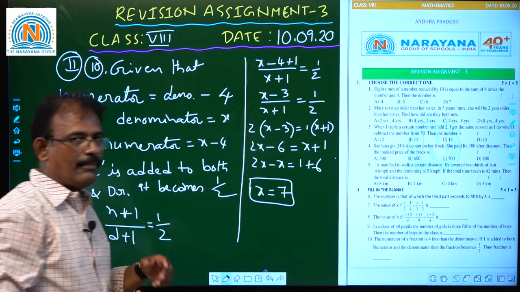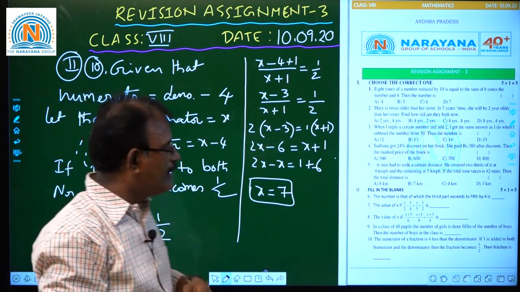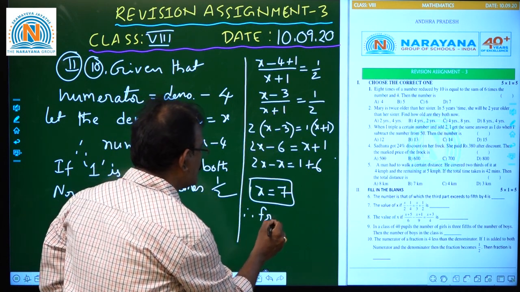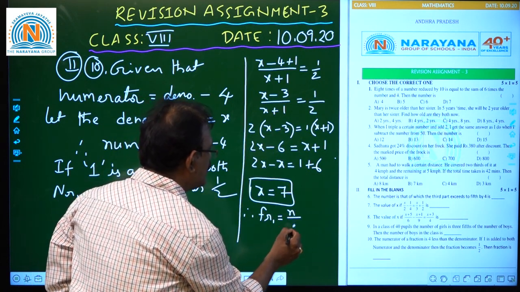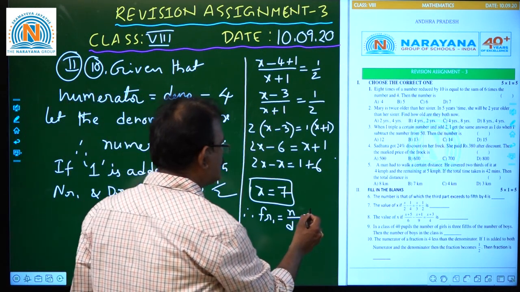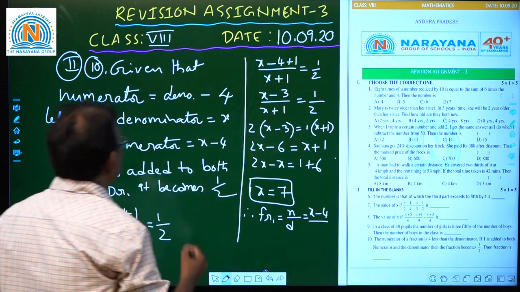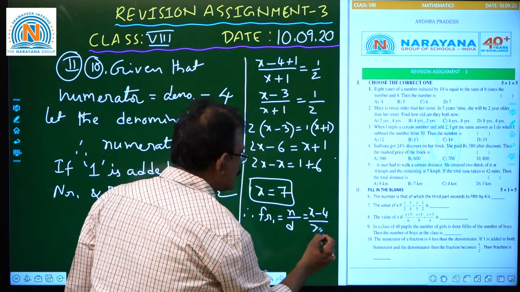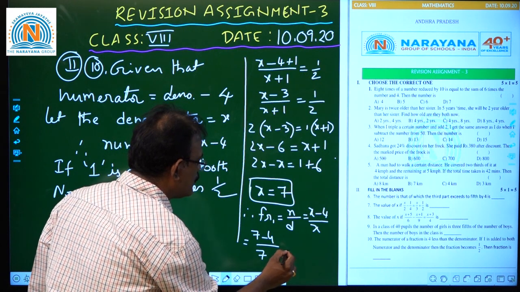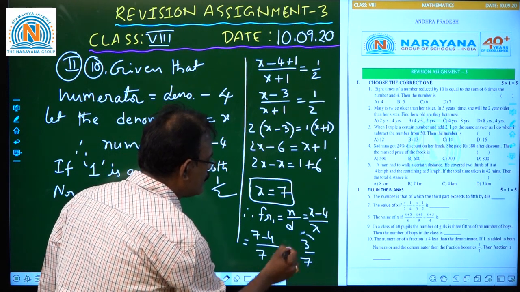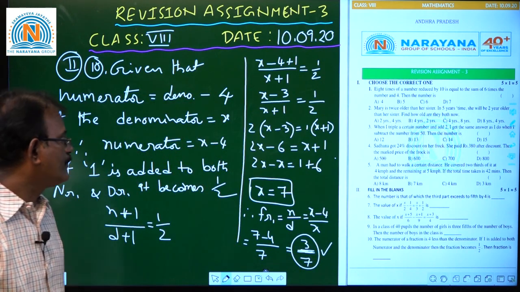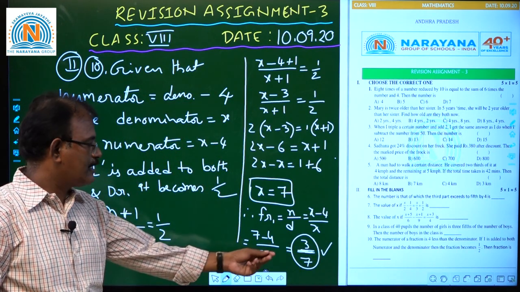It is not the required answer, children. Here what we need, then, is the required fraction. Therefore the required fraction is numerator by denominator. What is the numerator? x minus 4, by what is the denominator? x. So the x value is 7. So 7 minus 4 by 7. Therefore this is 3 by 7. So the required fraction according to the relation is 3 by 7, children.